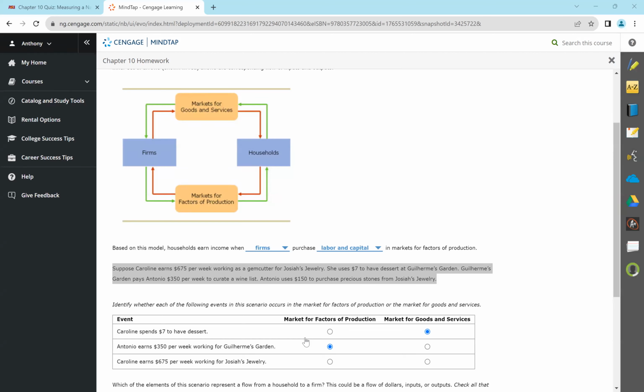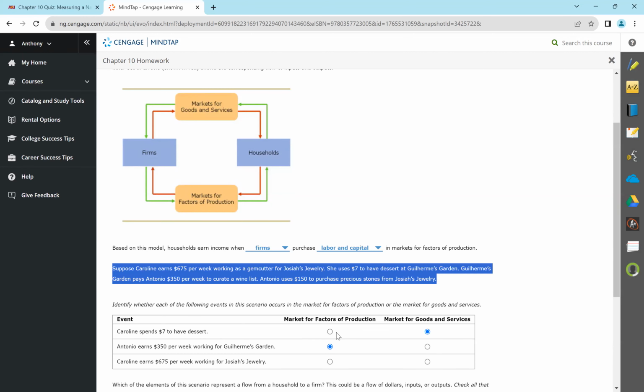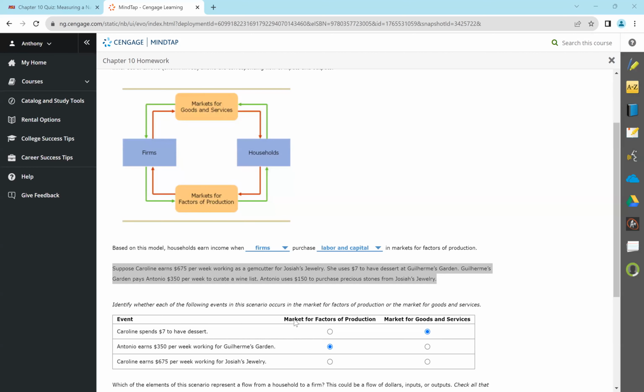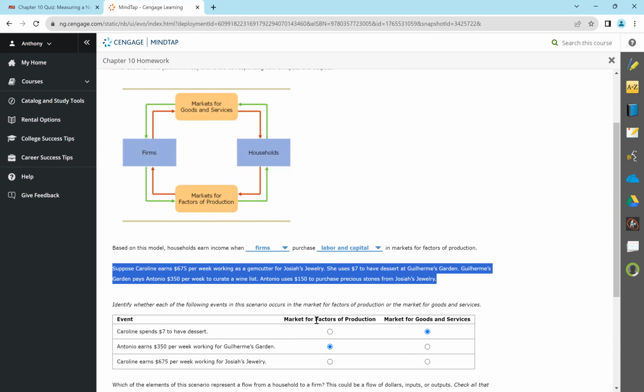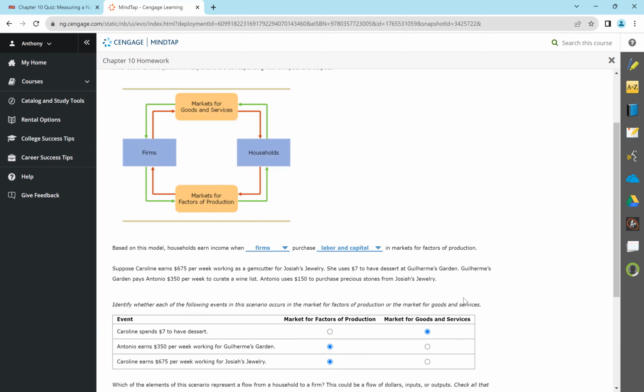Product market, factor market. So these two should be factors with goods and services. Okay, I feel like that's consistent.